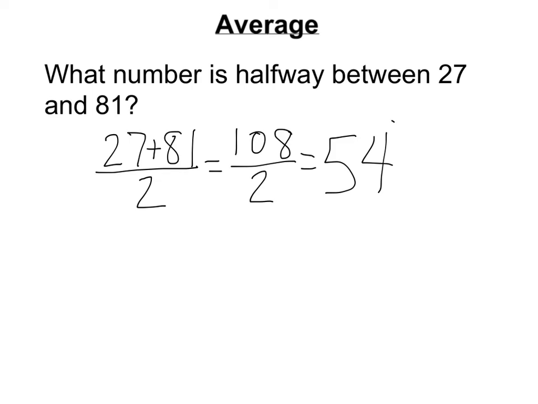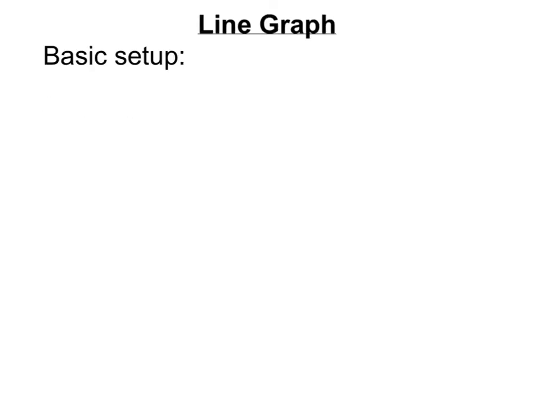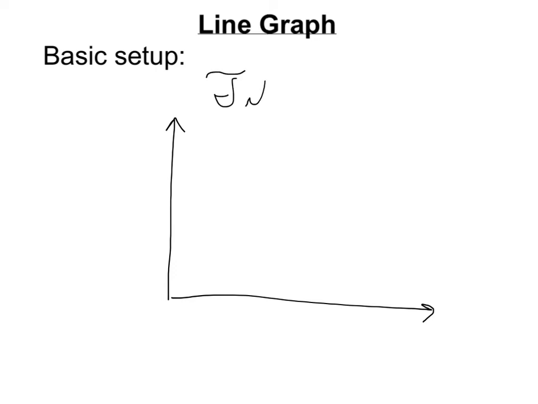Moving on in 3, 2, 1. The last concept of our lesson today is line graphs. And we're going to talk about the basic setup of a line graph to start with. A line graph has 2 axes, vertical and horizontal. Above the graph, it has a title. And the title will tell us what this graph is about.